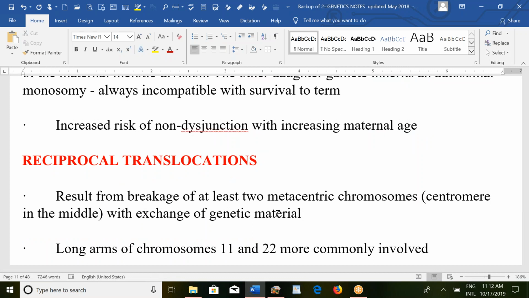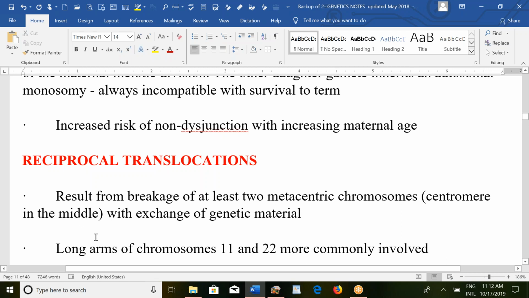That was non-disjunction. Now you must have seen reciprocal translocations in the exam. This concept is not so hard. Just remember that they result from breakage of at least two metacentric chromosomes, where the centromere is in the middle, with exchange of genetic material.